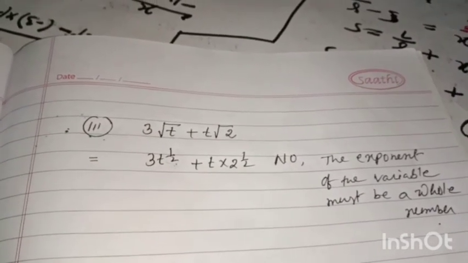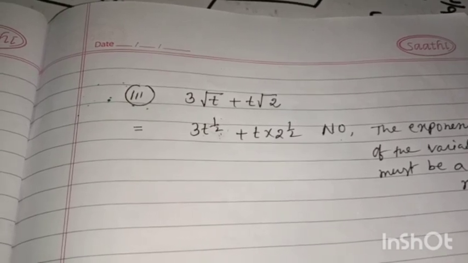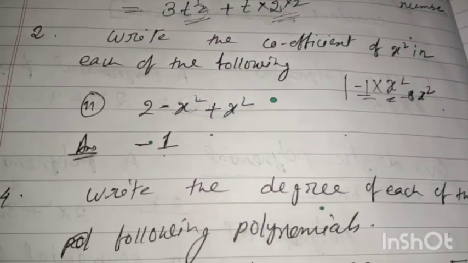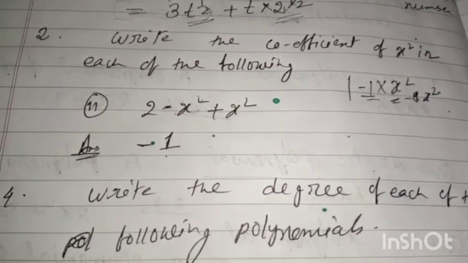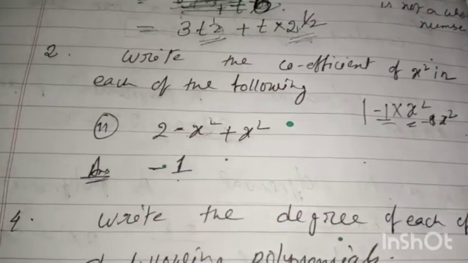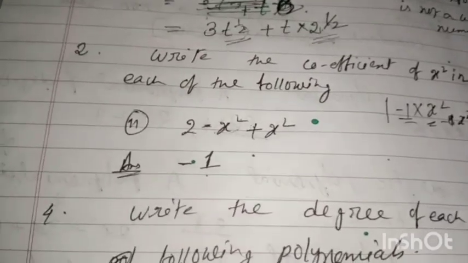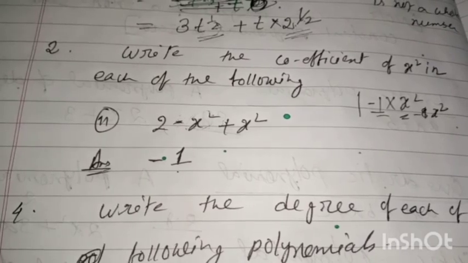This is question number 1. So you can find the other sums in question number 1, whether they are polynomials or not. Next, question number 2. Write the coefficient of x square in each of the following. Okay, coefficient means, actually, I did not explain because you learned it already in your earlier classes.